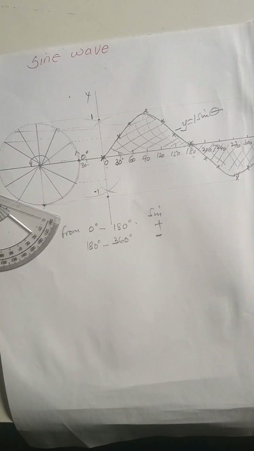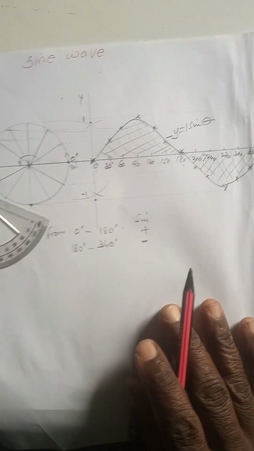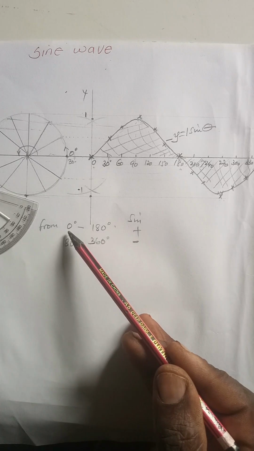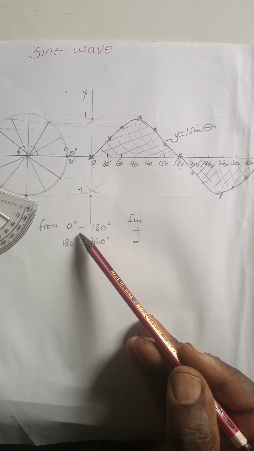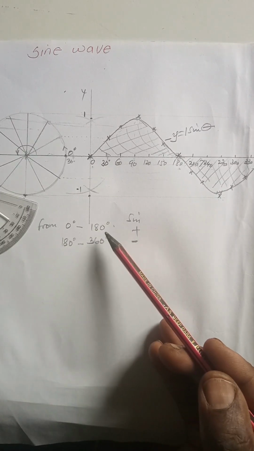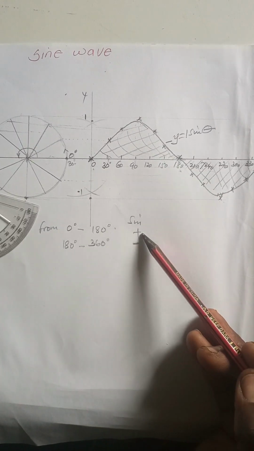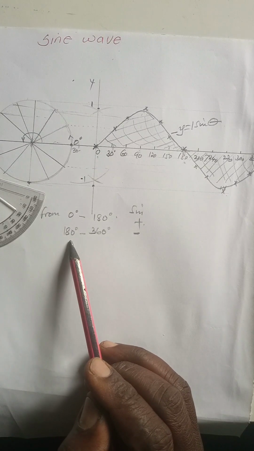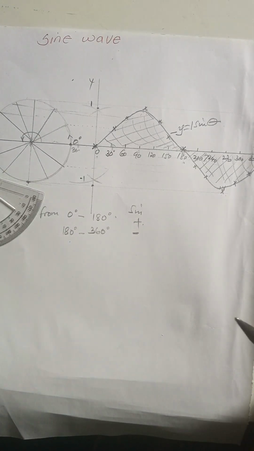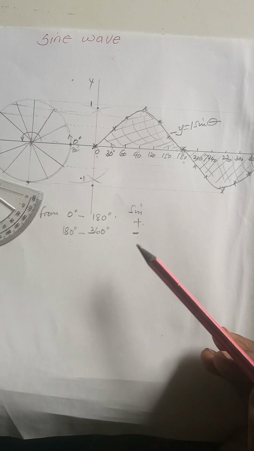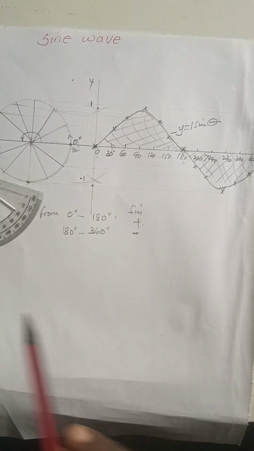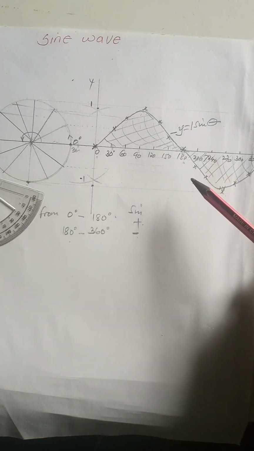You can confirm that from our calculator or a mathematical table by finding the sine of 0 degrees, for instance, 10, 20, 30 through 180. You'll find that the sine is positive. And from 180 degrees to 360 degrees, the sine is negative. You can find out from our drawing. That is how the sine wave is generated.